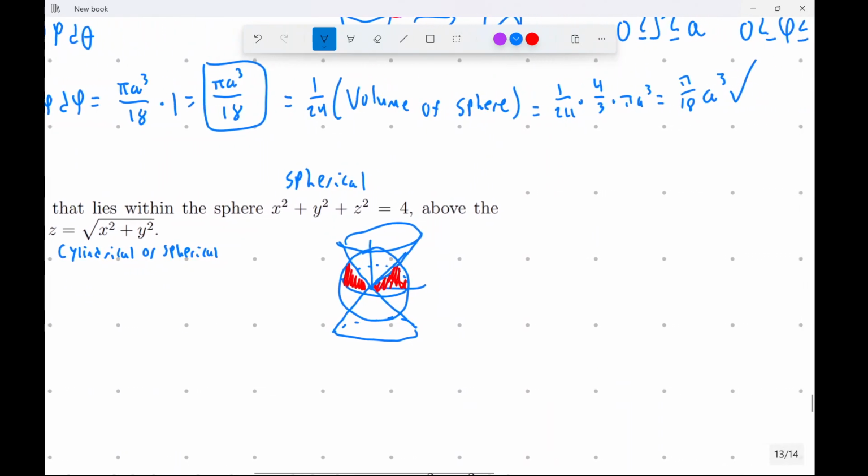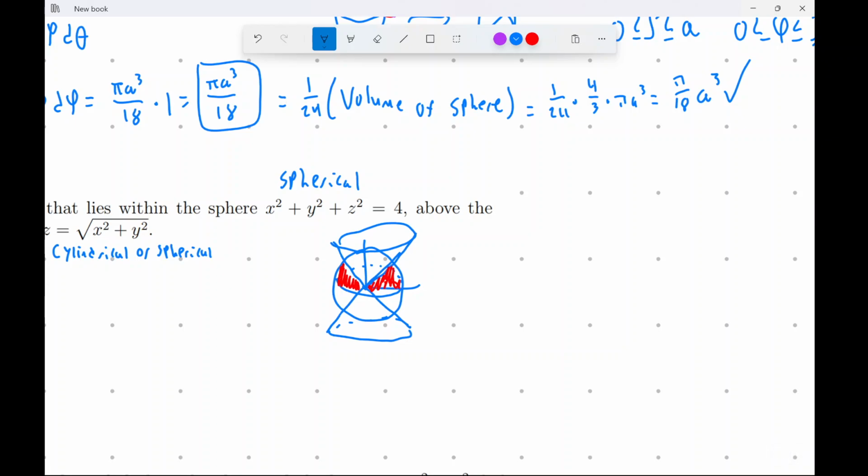Okay, and so again, we're going to try to figure out what the bounds are on this. This seems like it'll be annoying to do in cylindrical coordinates because there's a sharp corner here where we'd have to change the z bounds. So I'm going to try spherical.